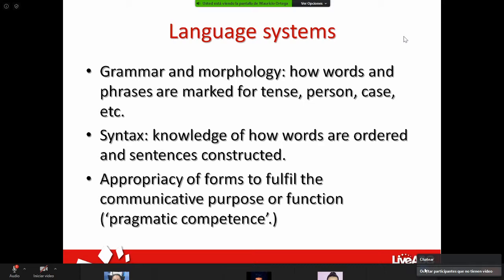Now, why is this important? I mentioned this in our last session, and I will say it again. You know that our students are used to reading everything the same way they read in Spanish.